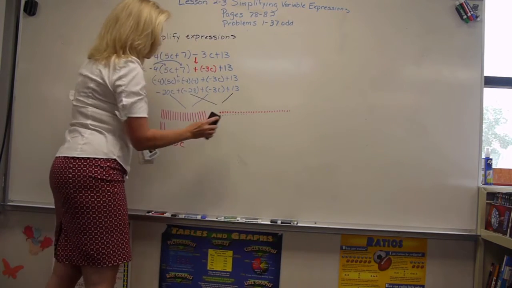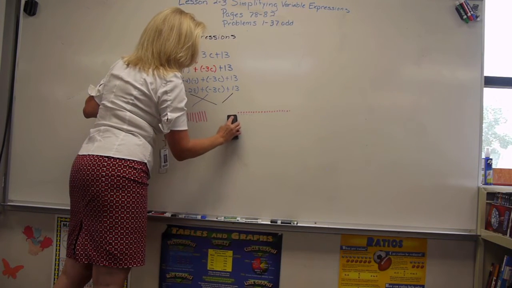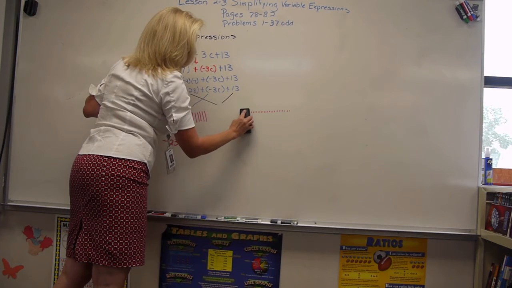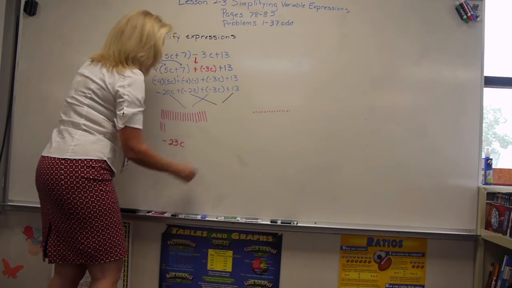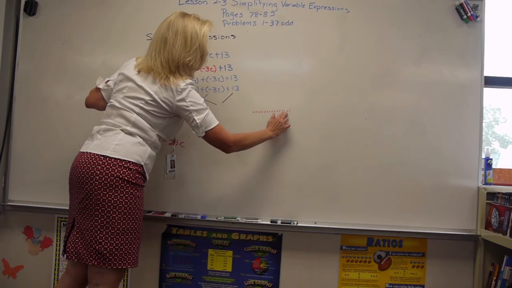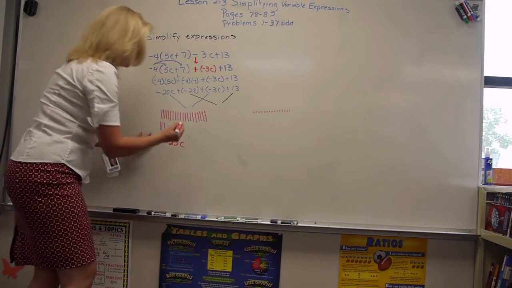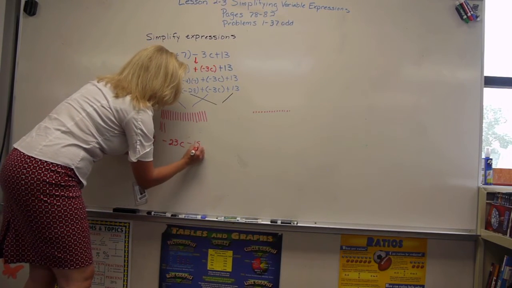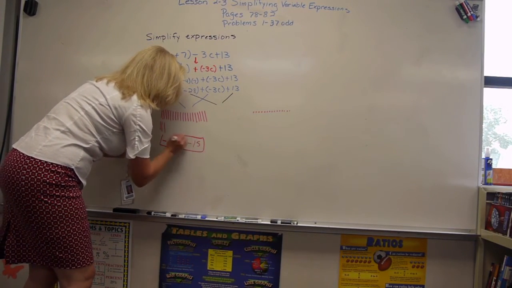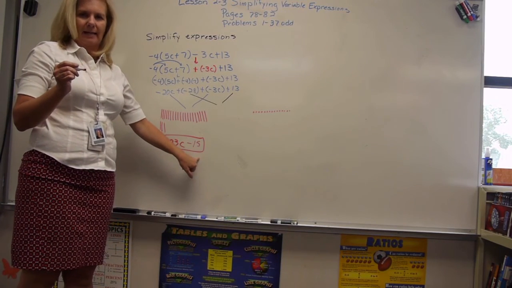Let's cancel out my zero pairs. 1, 2, 3, up to 13. What do I have left? 2, 4, 6, 8, 10, 12, 14, 15. So I'm going to say, and those are negatives, minus 15. So I always have my variable first, my constant second.